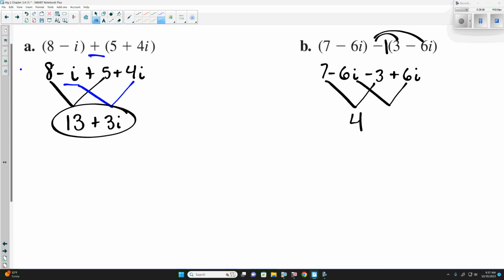It doesn't change the sign. Questions on this here? Negative 6i plus 6i is almost negative 6 plus 6, 0. So this is actually just 4. Because, I mean, we could say plus 0i, but 0 times anything is 0. So we don't need to include 0i. It's just 4. Questions on this here?